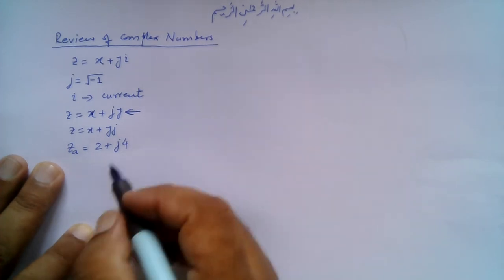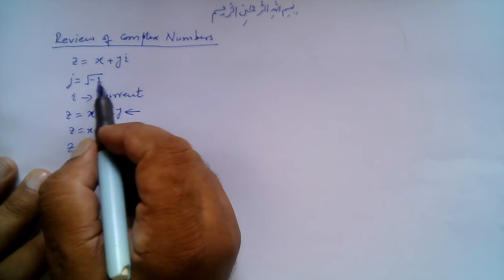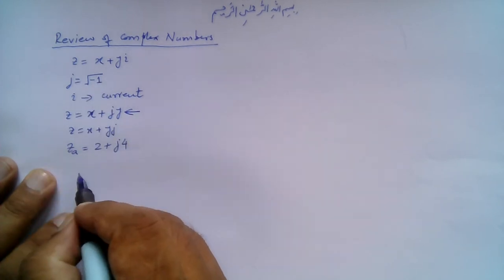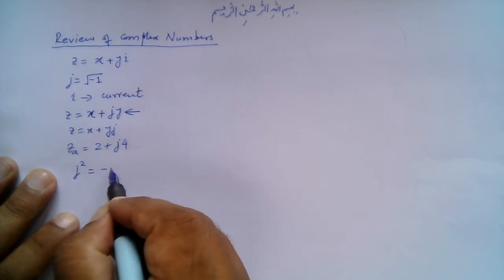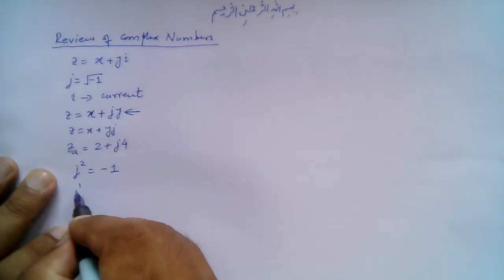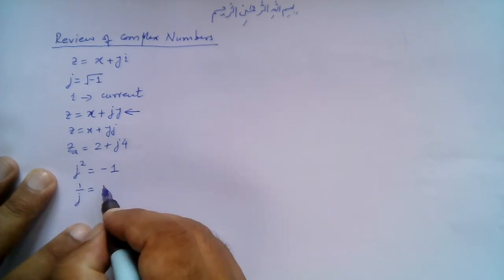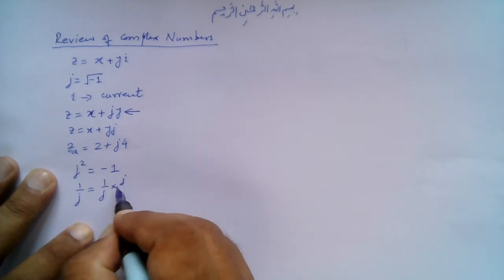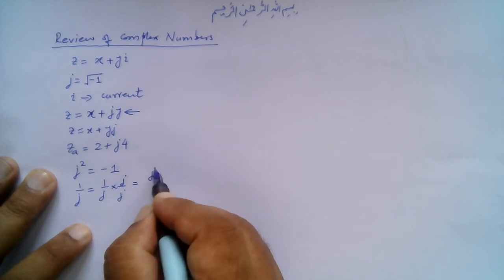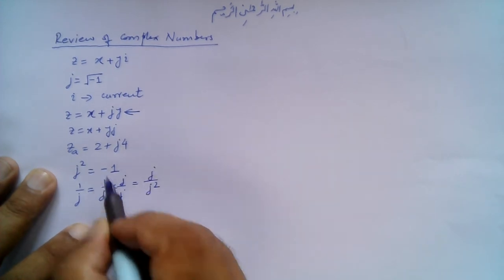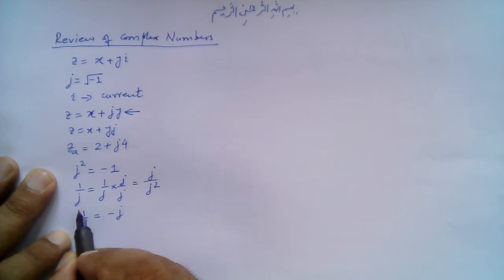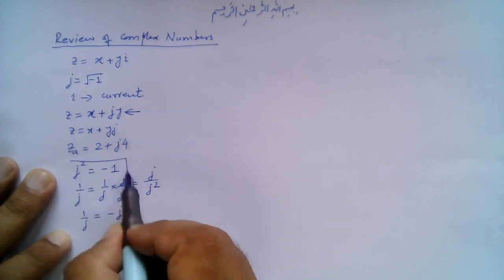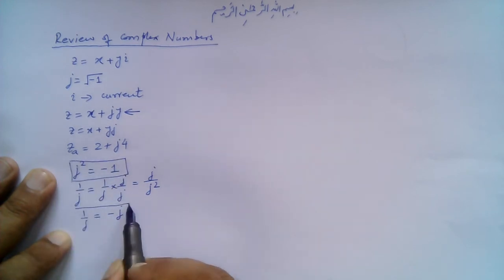So j is equal to the square root of minus 1, and you must also know that if we take the square of j, that should be equal to minus 1. And 1 over j is equal to 1 over j into j over j, so that will be equal to j over j square. j square is minus 1, so 1 over j is equal to minus j basically. These are small things you must have already studied, but we are giving a review so that you recall them.